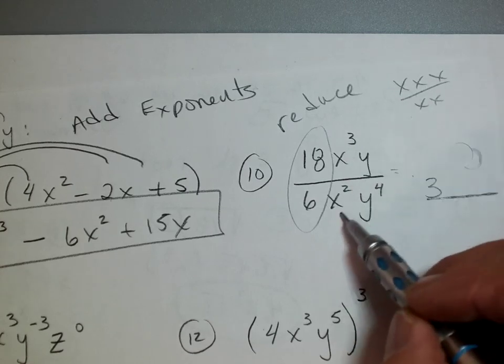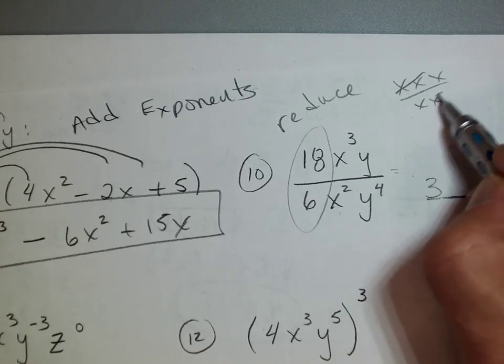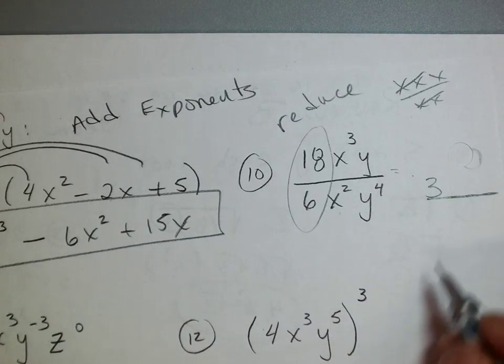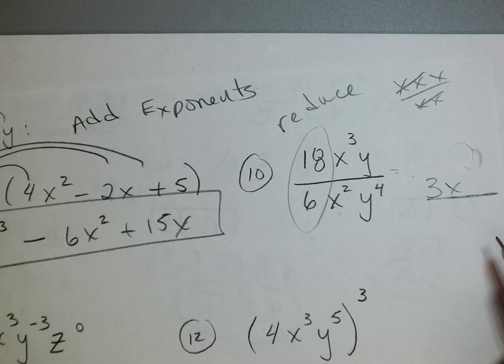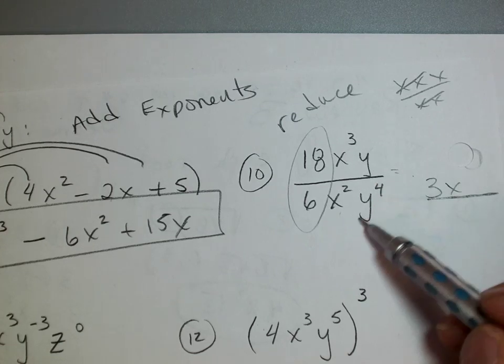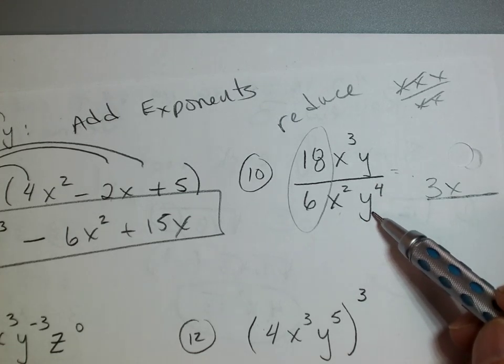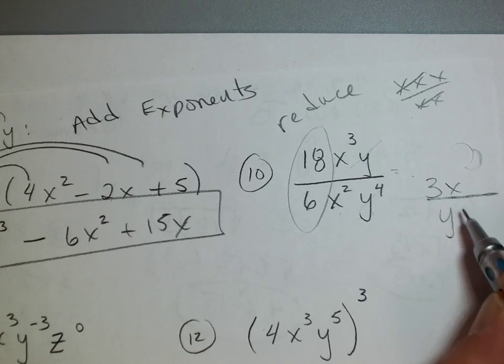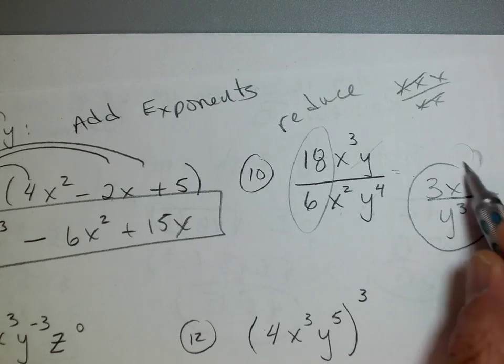X cubed over x squared, but cancel, cancel, cancel, cancel, and then all that would be left over is 1x on the top, right? One of these y's will cancel one of these y's, so I'll be left with this y to the third on the bottom. One of these y's would cancel one of these y's, so we'll be left with y to the third on the bottom.